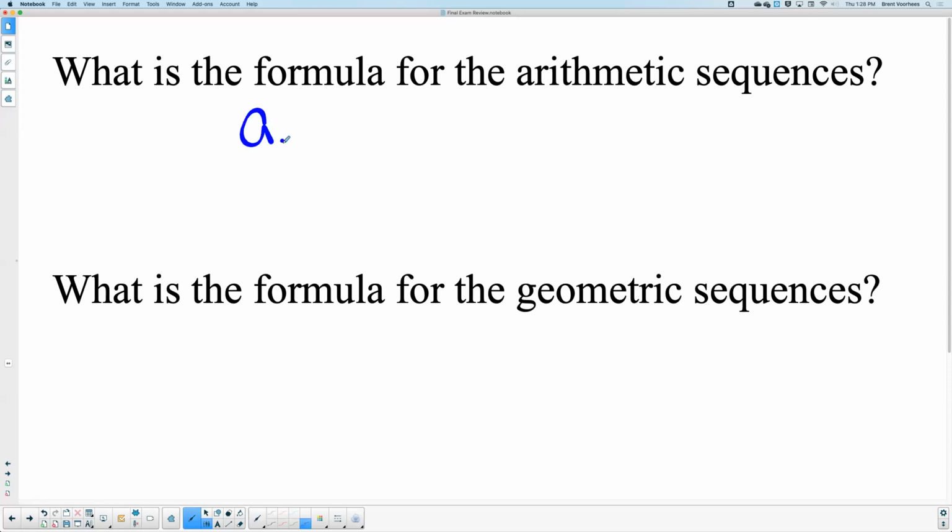It's A_n, which means to find any term, you start with the initial term or the earliest term, which, what do we use for that symbol? A_k. Because these are adding, you can plus d times (n minus k). That was it. There's the formula.